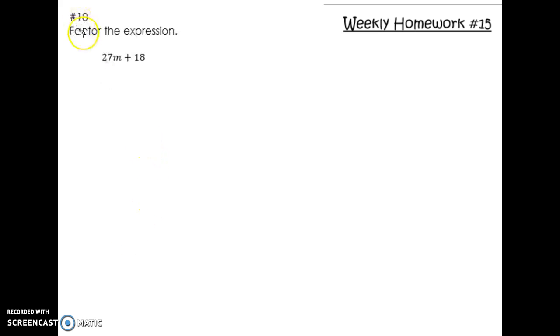And last, we have number 10. Factor the expression 27m plus 18. So what we need to do is find our GCF of those two numbers. We have 18 and 27. I would do the cake method just like this to figure out what numbers can go into both of these.